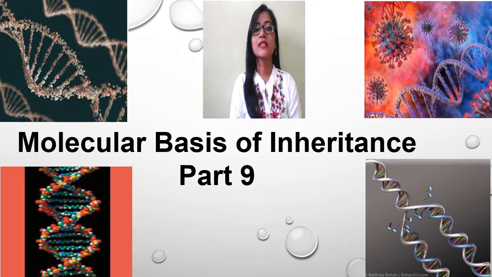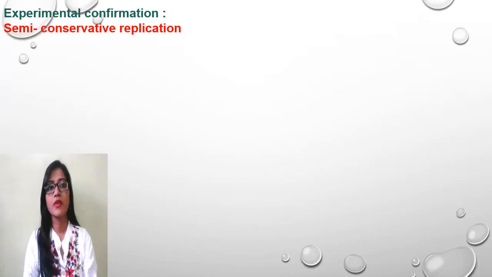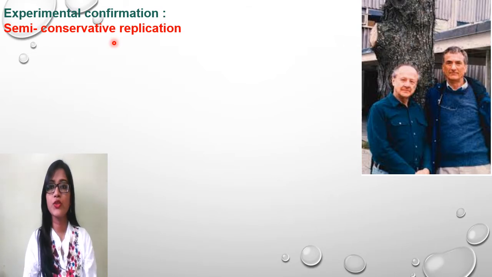Hello students, this is Molecular Basis of Inheritance Part 9. In this slide we are going to talk about the experimental confirmation of semi-conservative replication of DNA. It was proved by two scientists, Meselson and Stahl.